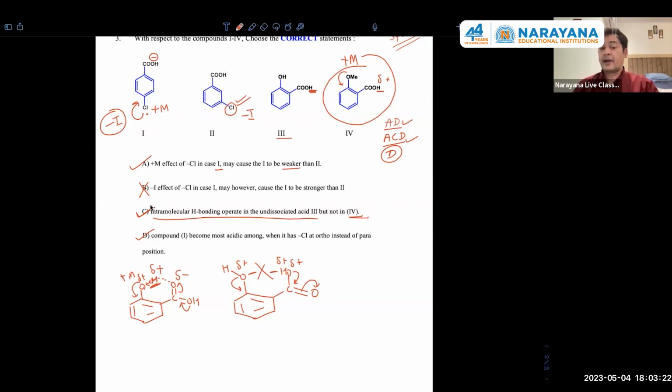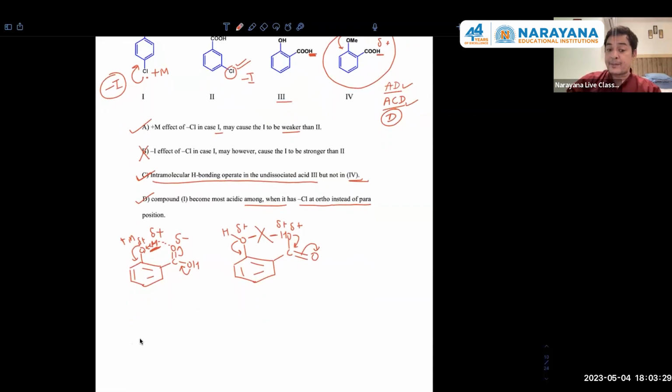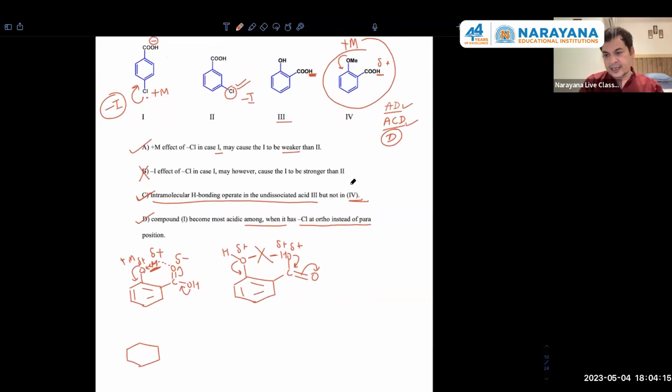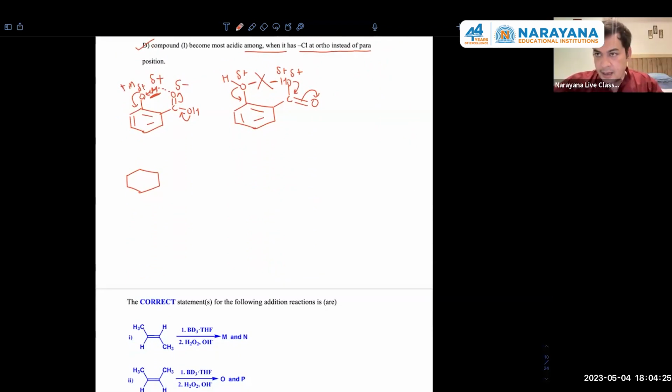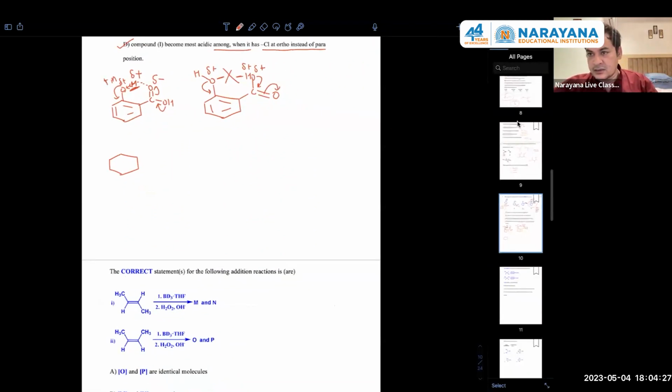Getting my point? Now, compound first becomes most acidic when it has Cl at ortho instead of para position. Absolutely correct. If you know the ortho effect in benzoic acid, everyone knows the proper ortho effect of benzoic acid, or should I explain here? Should I explain the ortho effect in benzoic acid, or is everyone comfortable? Okay, right. I'll explain one small thing in this benzoic acid part.